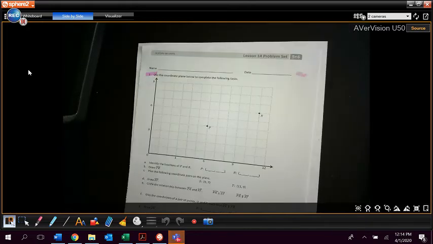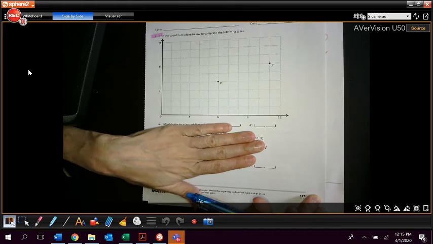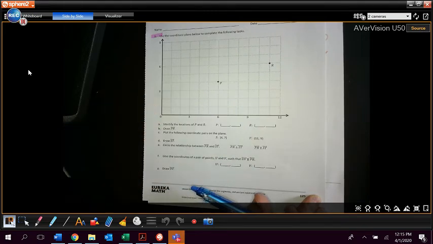Alright, so now boys and girls, we're going to go into our lesson 14 problem set. And let's go ahead and check our work. So number 1, it's asking, use the coordinate plane below to complete the following tasks. So again, before I even look at my questions in the bottom, I'm going to look at my graph and I'm going to make sure my graph is complete. And I can already see it's actually not complete, so I am going to complete it now.